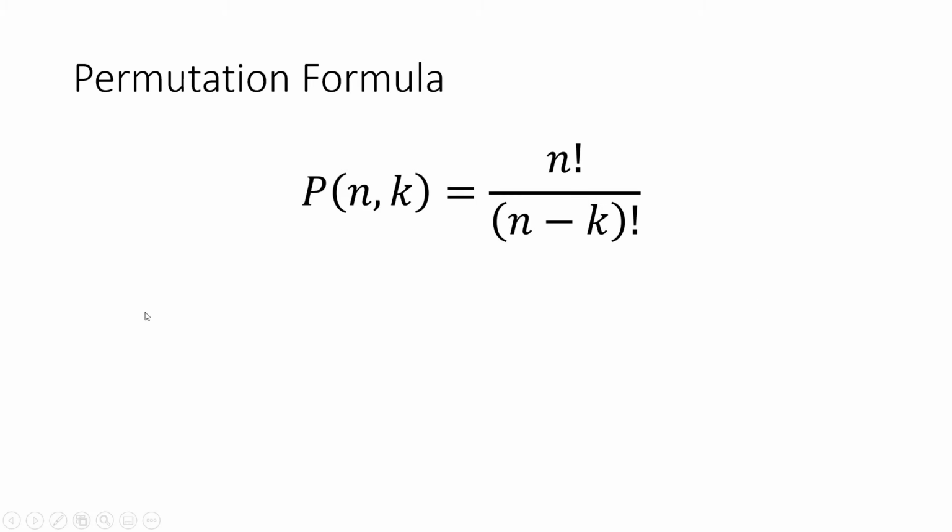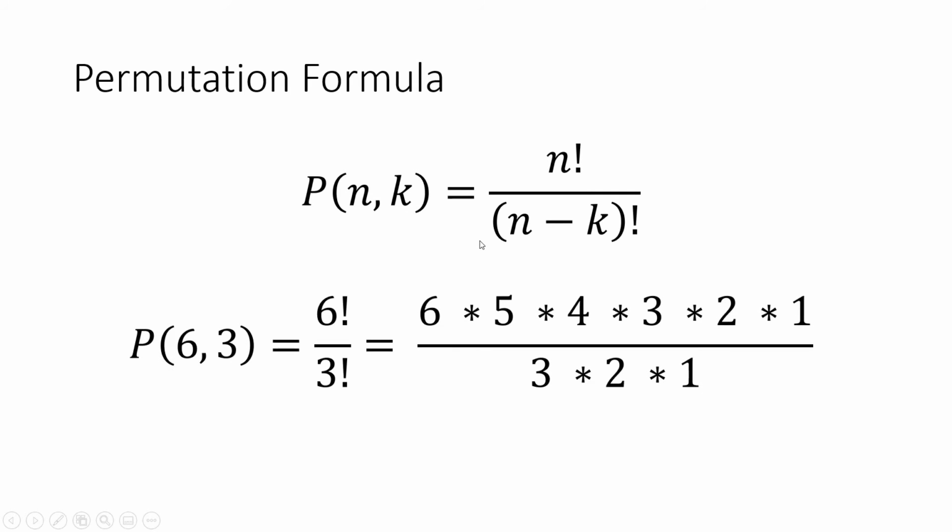Now, let's talk about the permutation formula. Here we have our k permutation on n, and we can see that that's equivalent to n factorial over n minus k factorial. If we plug that in to our problem, we have that the 3 permutation of 6 is 6 factorial over 3 factorial, which just cancels out to 6 times 5 times 4, which is what we got when we were reasoning it out using the multiplication principle.